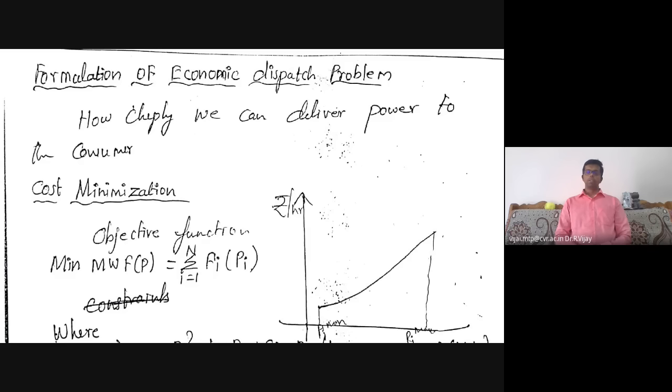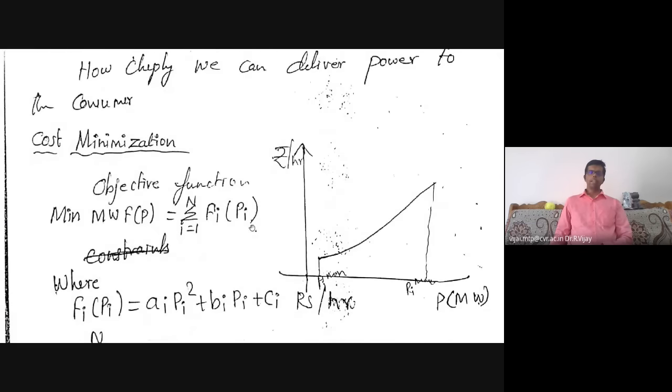So the main objective of economic load dispatch is to minimize the total fuel cost incurred in all the generation. What might be the objective function of economic load dispatch? To minimize the total fuel cost. Already we have formulated this: the total fuel cost, F_T of P, is equal to the summation from i equal to 1 to n of F_i of P_i. So this is the main objective function of your economic load dispatch.